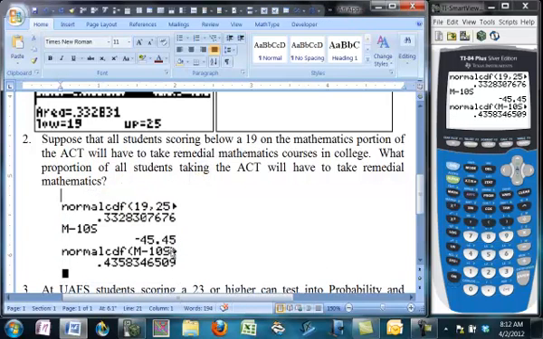So that was normalCDF of M minus 10S up to 18.5, with our mean M, standard deviation S. And that gave us about 0.435834659, or in other words, about 43.6%.